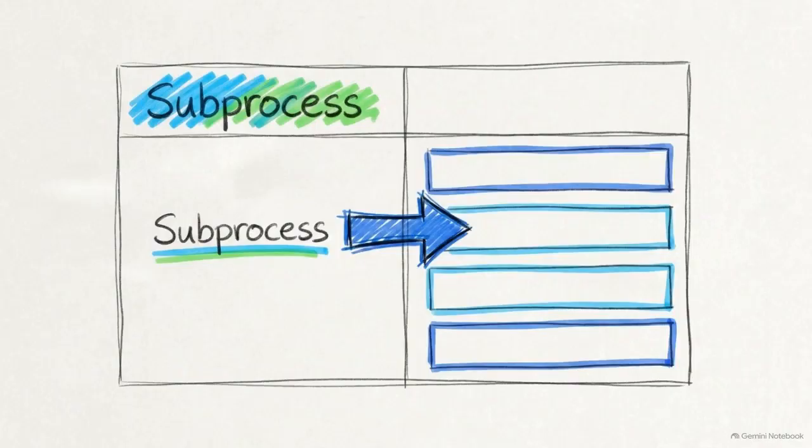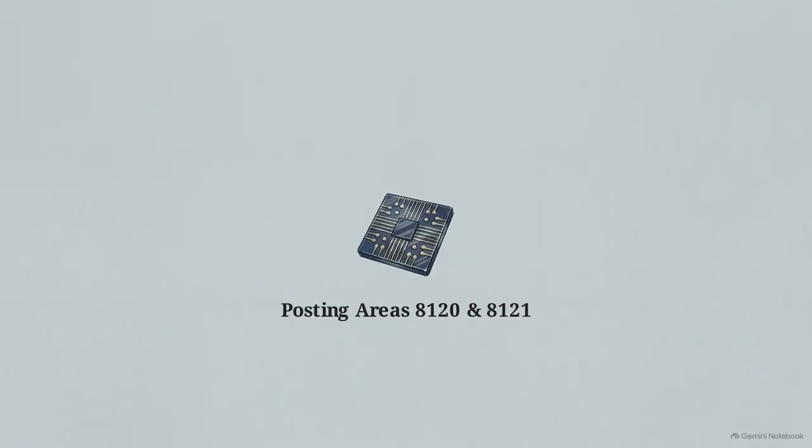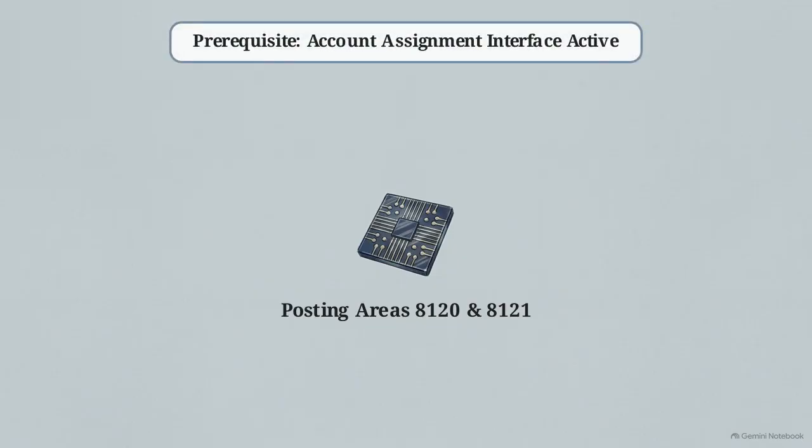The system now needs a mechanism to translate the convergent invoicing business tags into those FICA financial targets. This translation happens inside convergent invoicing posting areas 8120 and 8121. Think of this as a translation matrix requiring specific interface components like account assignment to be active. On the input side, the system reads the incoming payload's subprocess and billable item type. It cross-references these tags and automatically outputs the correct FICA main and subtransaction, attaching them directly to the item.